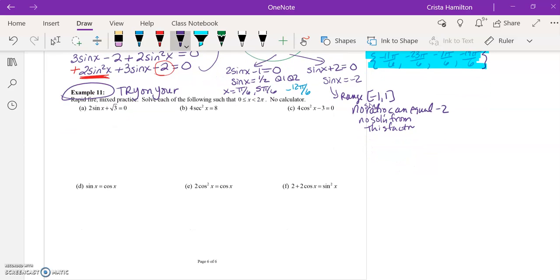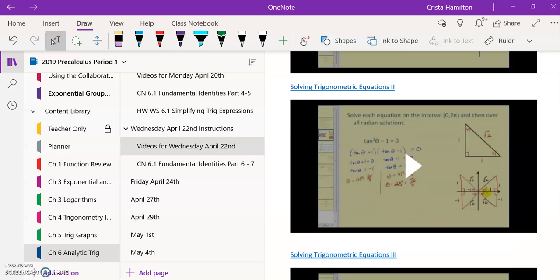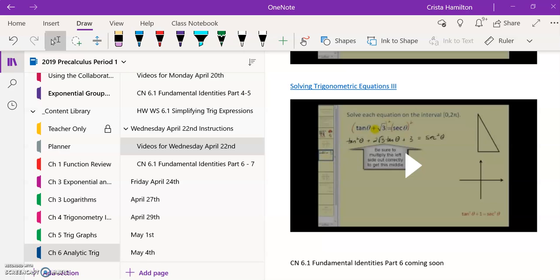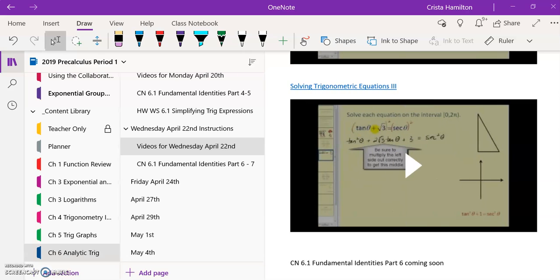But once you finish with this example 11, make sure you watch the final video, which is in the video page over here. Videos for Wednesday, the Solving Trig Equations 3. That's going to do a couple of more complicated examples that might come up later on in calculus and so on. So it kind of gives you, when you're doing the video game, you're at level 200 at this point. These are the super serious ones. They're very complicated, but I really would like you to just expose yourself to them.